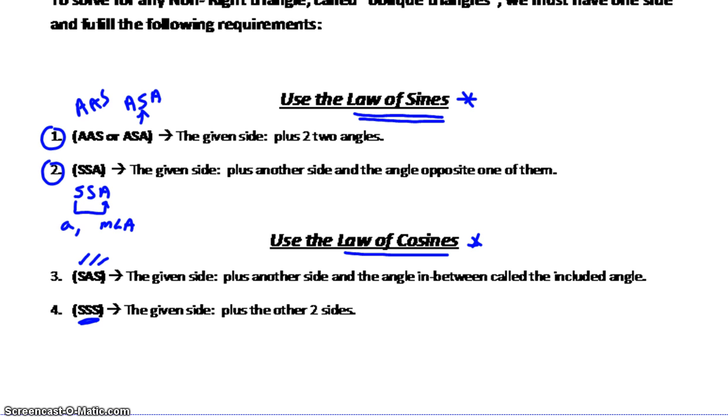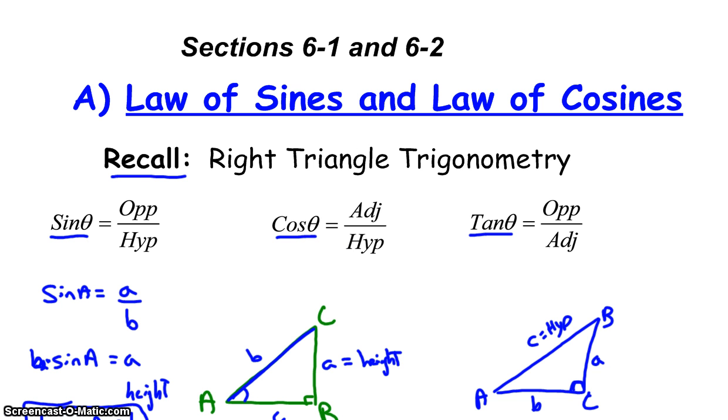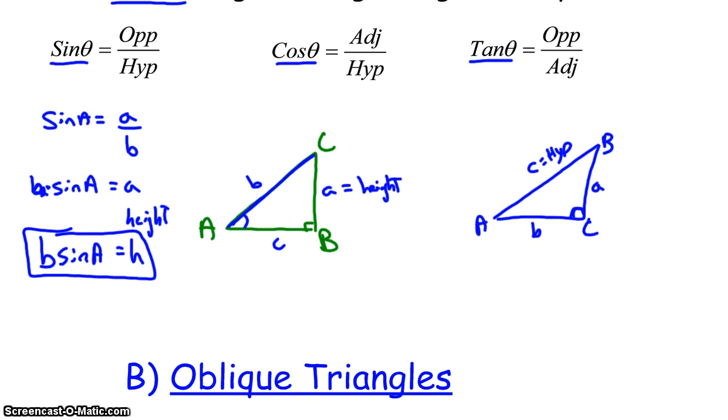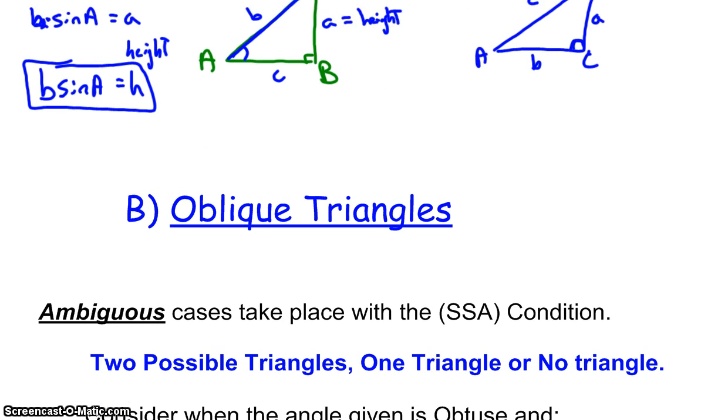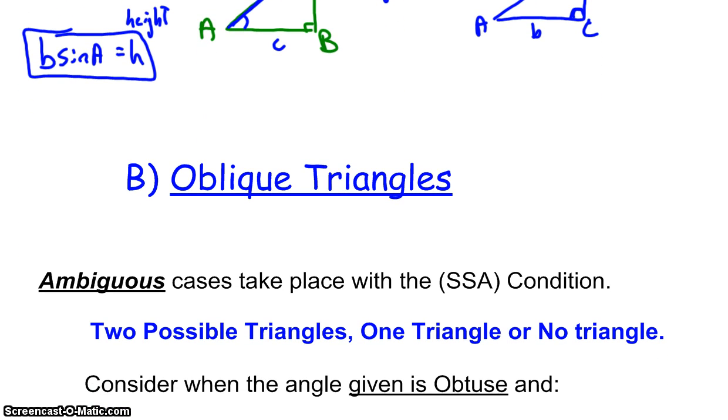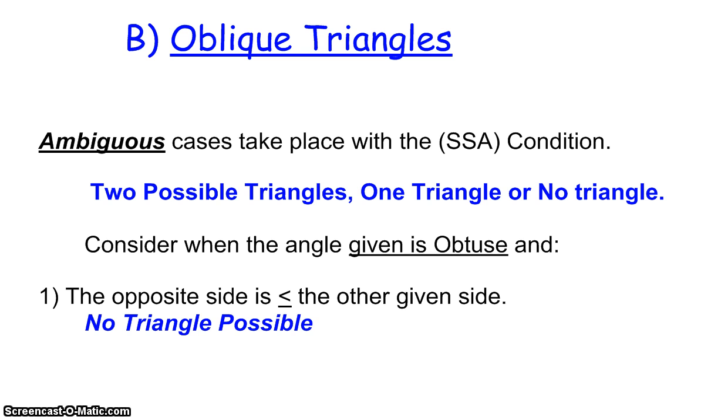Now I'm going to go back to where I was talking about right triangle trig, where we had b sine A equals h, a height. We're going to use that for these oblique triangles, which we're going to point out right now. What is an oblique triangle? An oblique triangle is a triangle that does not have a right angle.